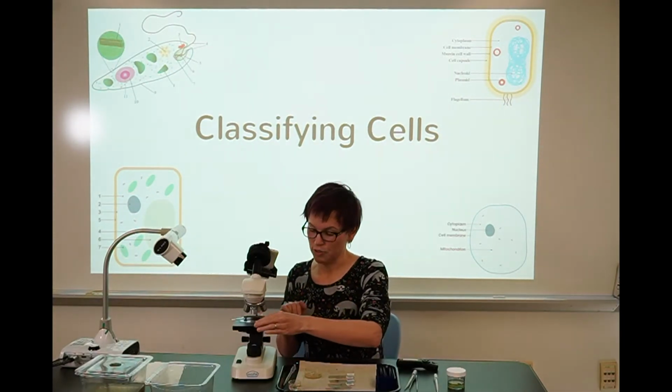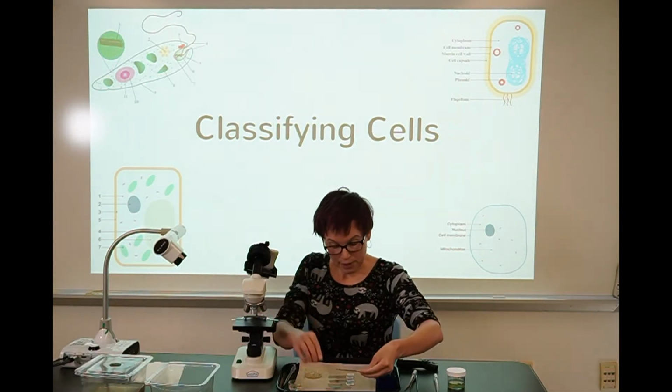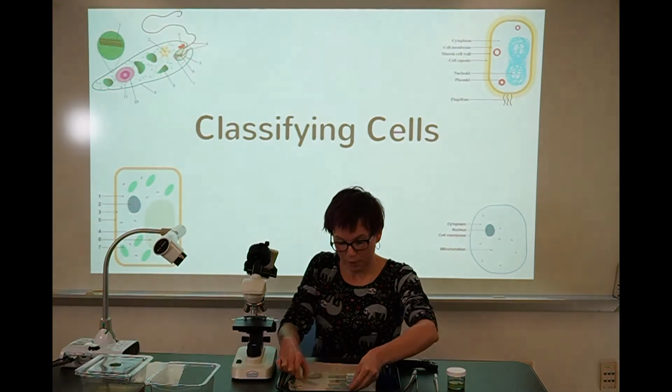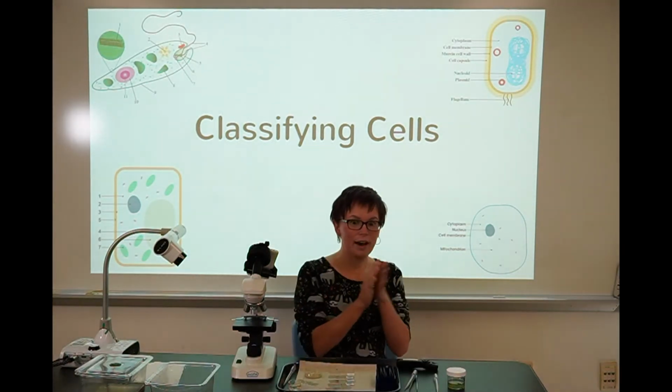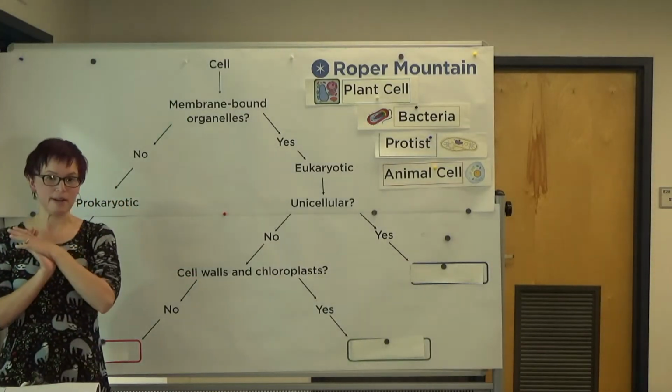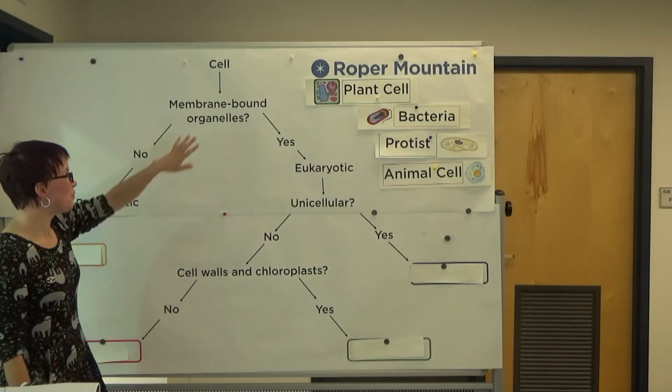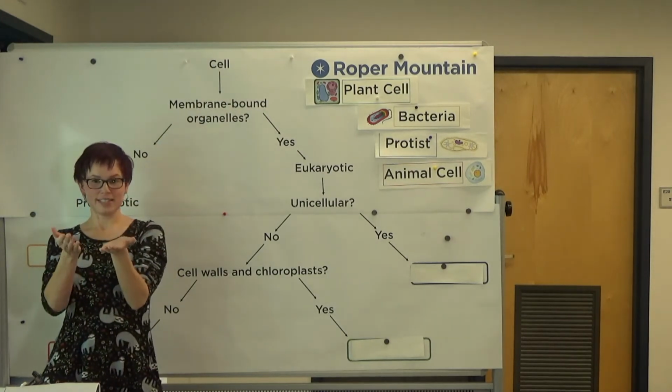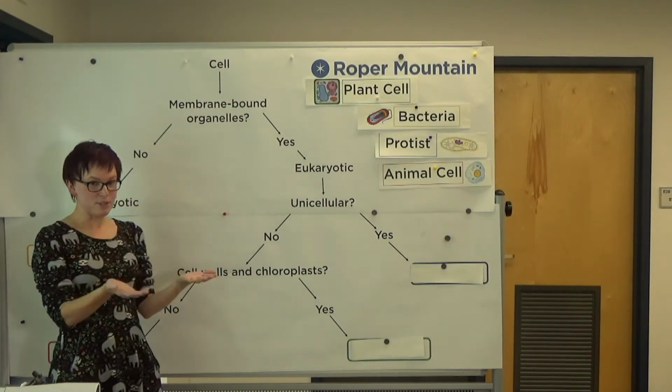So we're gonna leave our mystery cell for a little bit and come back to it at the end. And what we're gonna do now is talk about how to make these decisions. And we have a big handy chart over here to help us out with these decisions. So let's say you're looking at a cell and you're wanting to put it into a category.